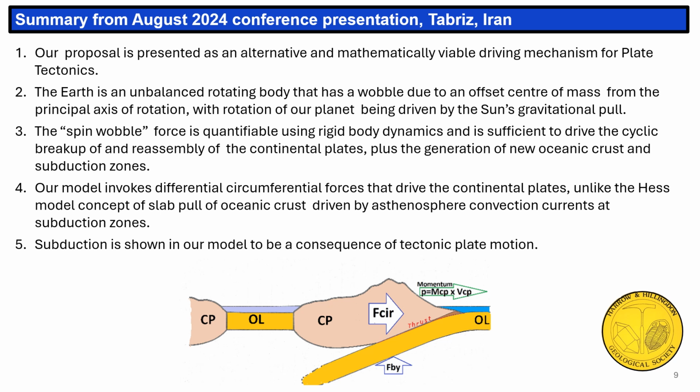In August at Bob's conference presentation, this slide was shown as a summary, and this was put together by Stuart Harker, who's going to be joining us later in the meeting. So I'll leave him to explain the summary. I'm going to hand over now to Dow, who's going to explain something about current tectonic thinking with regard to Bob's proposal of an offset centre of mass, and also concerning the spin wobble force that Bob invokes.